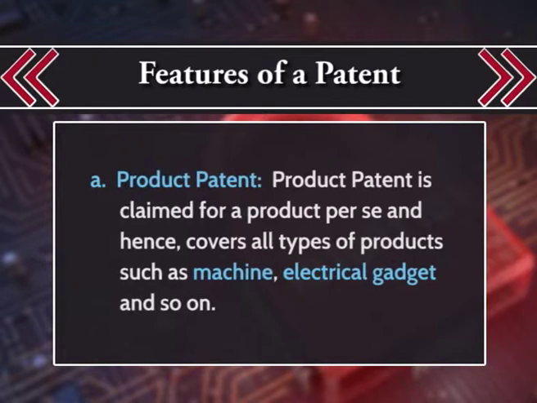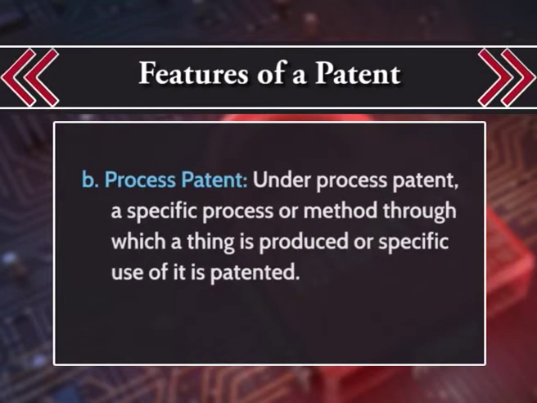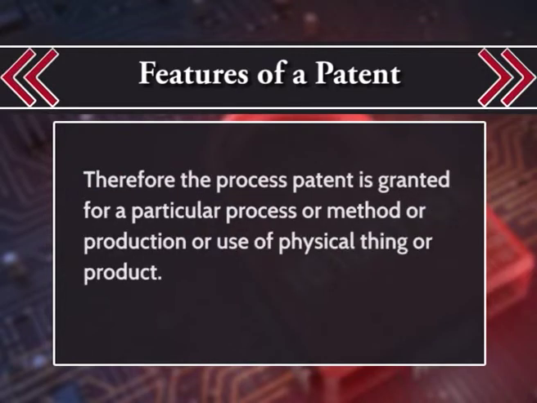The first is the product patent. A product patent is claimed for a product per se and hence covers all types of products, such as machines, electrical gadgets and so on. Then the process patent. Under a process patent, a specific process or method through which a thing is produced, or a specific use of it, is patented. Therefore, the process patent is granted for a particular process or method of production or use of a physical thing or product.